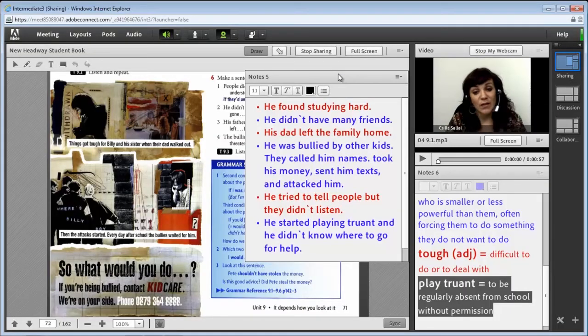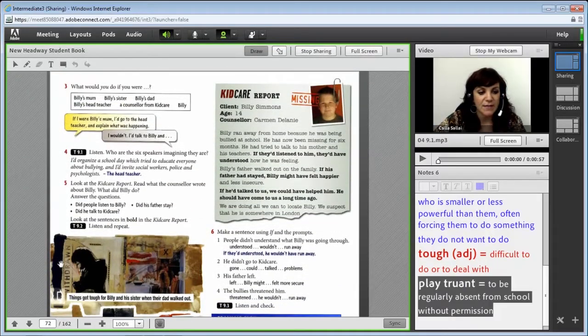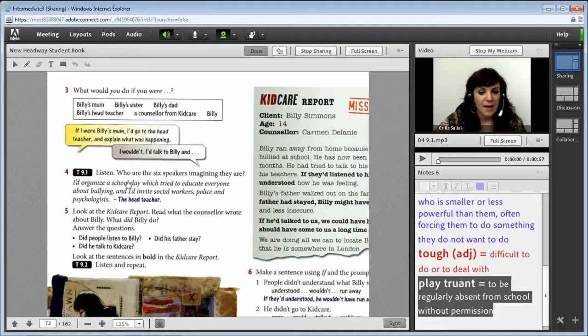As you can see, this poor guy Billy had a lot of problems. I'm sure you have a lot of ideas how to help him as a parent or as a family member, let's say a brother or a sister, or someone at school. Now please have a look at exercise number 3 on page 71. Exercise number 3 on page 71. The question is, what would you do if you were one of these people? So what would you do if you were? And you can obviously see this magic word if.